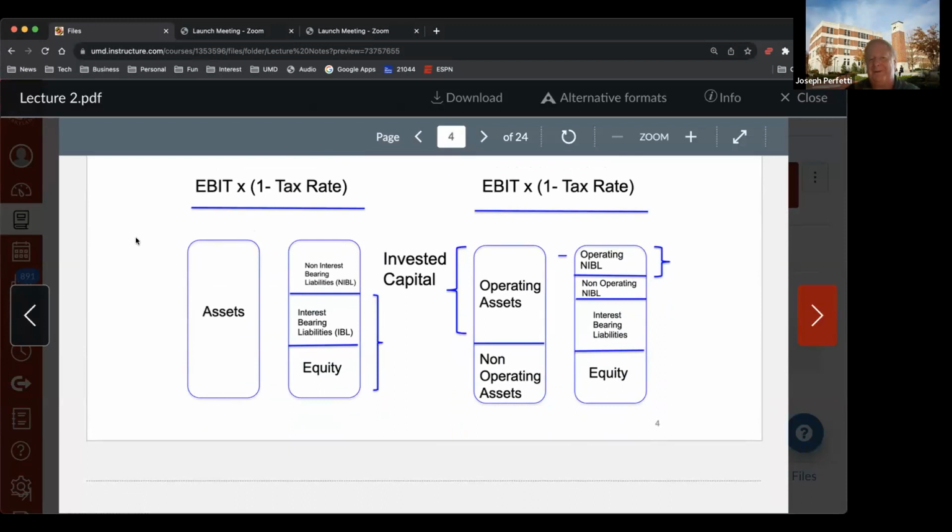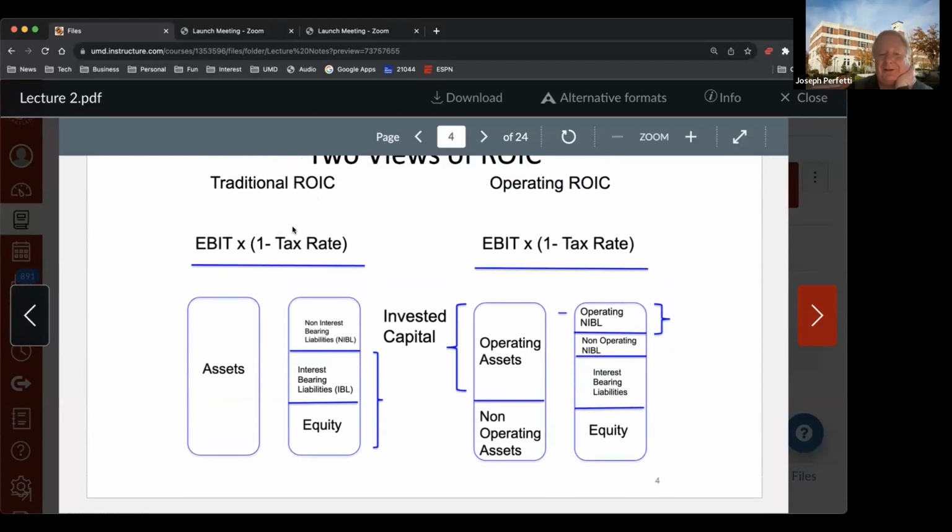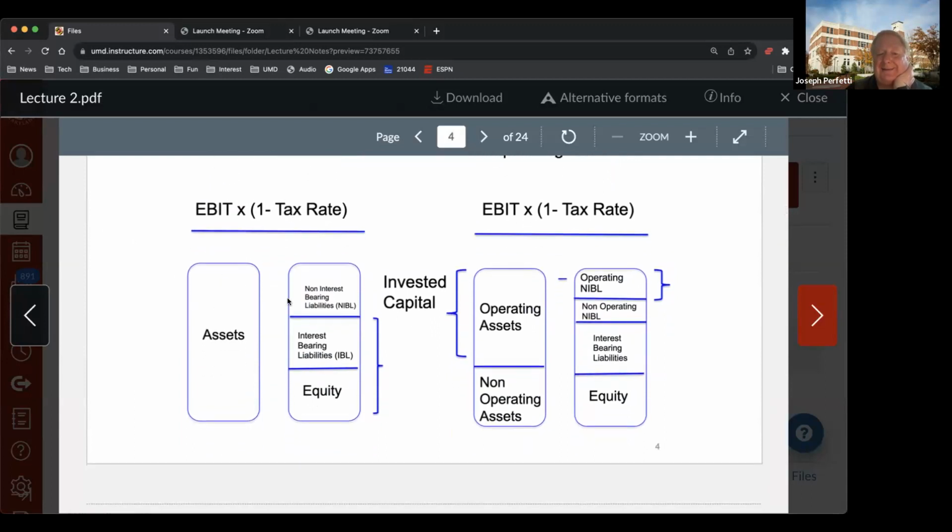In fact, that's the whole point of what this slide says. What most people, I call it traditional ROIC, is assets minus the non-interest bearing liabilities. And they don't bother to look at the operating assets and the non-operating assets. They just bundle them all together. So that's the whole point I was trying to stress last week: what you're really doing is just getting a return on the average performance of everything of the company.